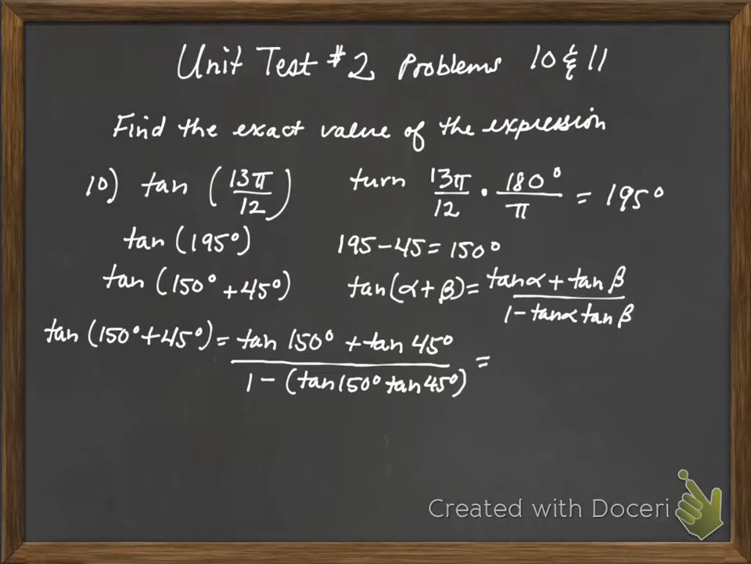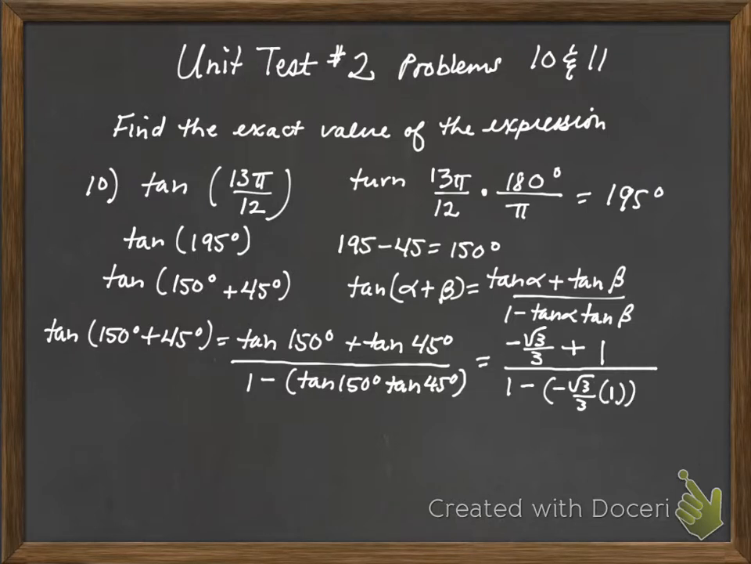Okay, so if you use the unit circle, or if you use the triangles, the reference angle, if you're going to use a triangle, would be 30 degrees. And just remember that tangent is negative in quadrant 2. So basically, when I do this, I get tangent of 150 is negative radical 3 over 3, plus tangent of 45 is 1. Then 1 minus tangent of 150 degrees, again, is negative radical 3 over 3, times 1.